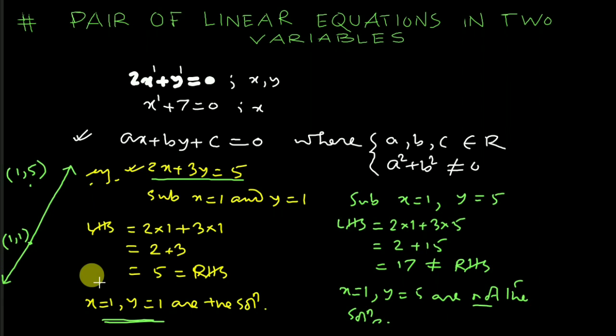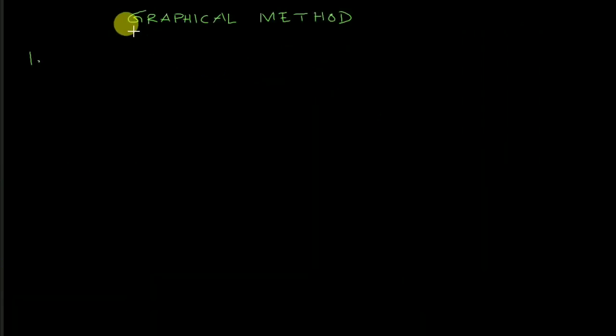So each solution (x, y) of a linear equation of this pattern, ax + by + c = 0, corresponds to a point on the line corresponding to the equation, and obviously vice versa. Okay, now in the next section we shall start the graphical method of representation of linear equations.